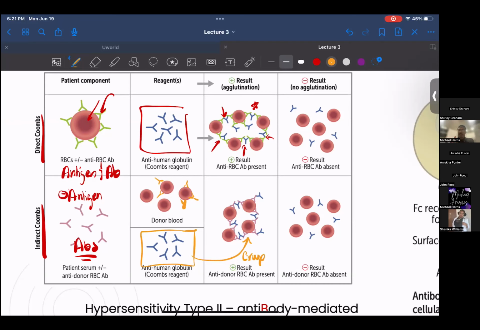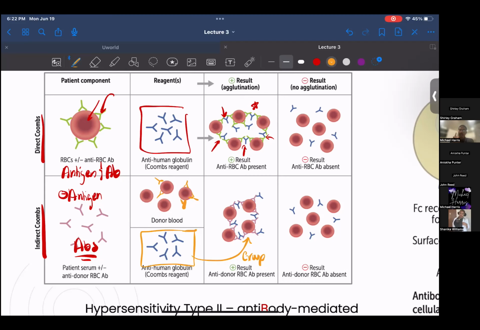Now, for a direct Coombs test, do you think that you have active rupturing of red blood cells right now? Yes, exactly. Because you actually have the antigen present in a direct Coombs test. So the antibodies bind to them and they rupture the cells.